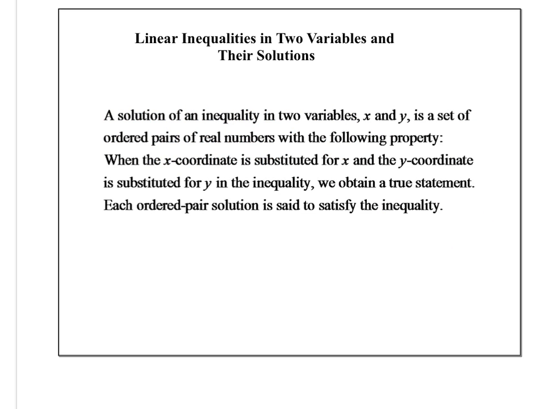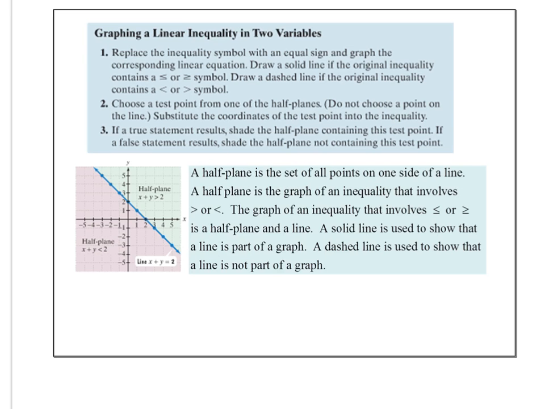Okay, linear inequalities in 2 variables and their solutions. A solution of an inequality in 2 variables, x and y, is a set of ordered pairs of real numbers with the following property. When the x-coordinate is substituted for x and the y-coordinate is substituted for y in the inequality, we obtain a true statement. Each ordered pair solution is said to satisfy the inequality. So just like before, we can have multiple answers that satisfy the inequality.